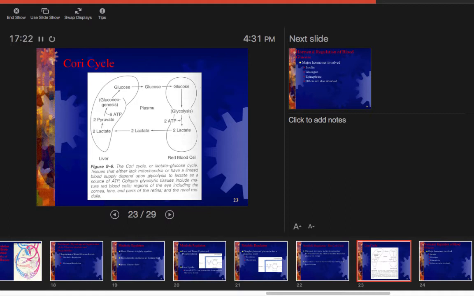Okay. No, because there's not a net increase. It's recycling. Yeah, it's recycling. So it's not increasing blood glucose, it's helping maintain it. So that's one of the points of it.